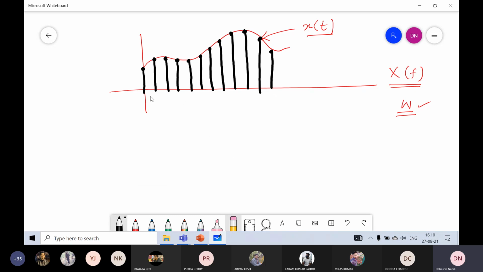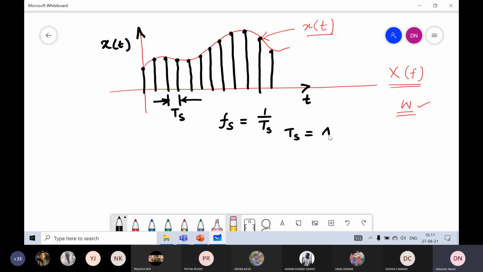Here the signal is uniformly sampled. Uniformly sampled means the distance between any two successive samples is Ts. This horizontal axis represents t, and this vertical axis represents the amplitude of the signal x(t). Here Fs is equal to 1 by Ts. Ts is the sampling time period, sometimes simply called sampling period, and Fs is called sampling frequency, which is the reciprocal of Ts.